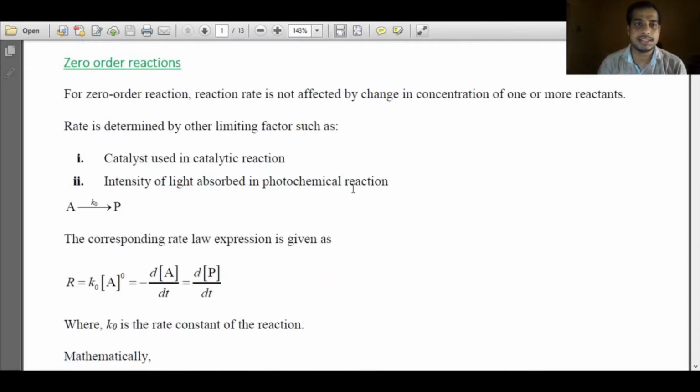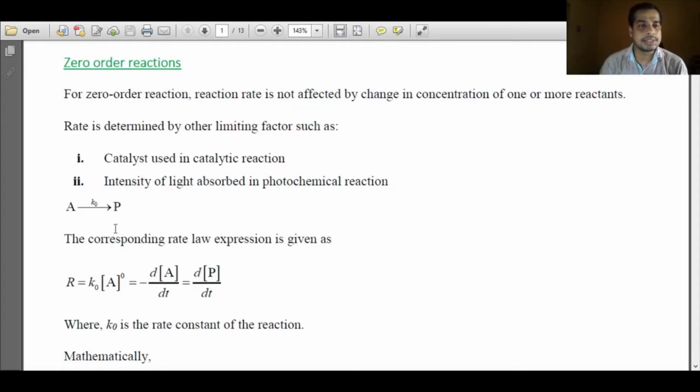What happens in a zero order reaction? In a zero order reaction, as the reaction proceeds, the rate of the reaction is independent of the concentration of the reactants. So on what does the rate essentially depend? The rate can depend upon many other factors, such as if there is a catalyst present, or if it is a photochemical reaction, then the rate may depend upon the intensity of light absorbed.